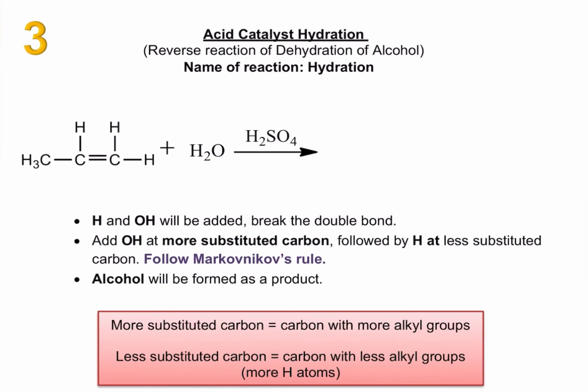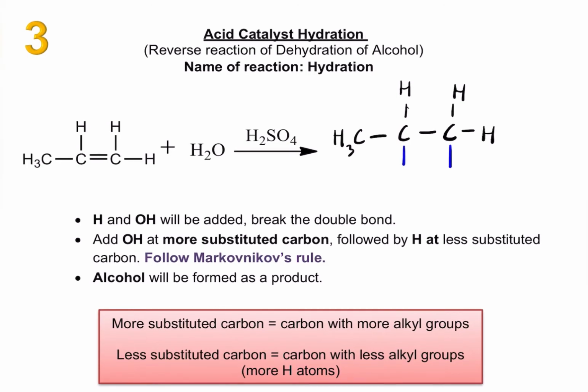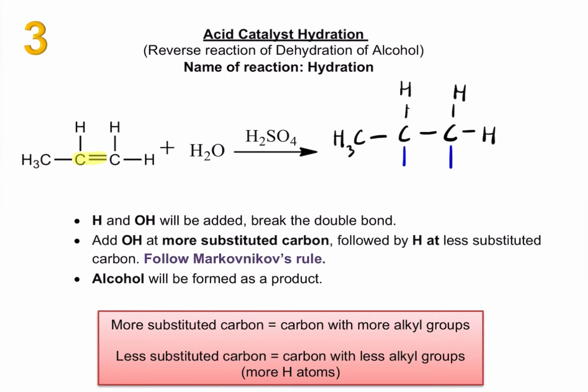So I'm going to copy back my structure as it is without the double bond. So I got H3C bonded to C, bonded to C, and I got hydrogen on each. And right now, we are going to add two single bonds, one of them OH and another one H. This is where we apply Markovnikov's rule, where I'm going to add hydrogen and OH across the carbon-carbon double bond. As you see here, this is the first carbon, this is the second, this is the third.